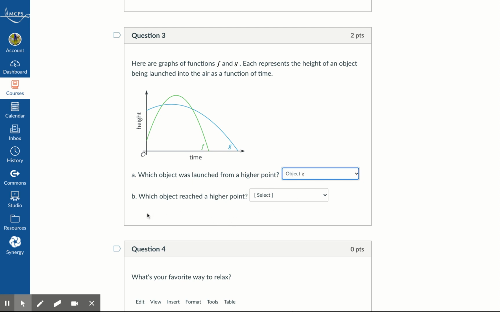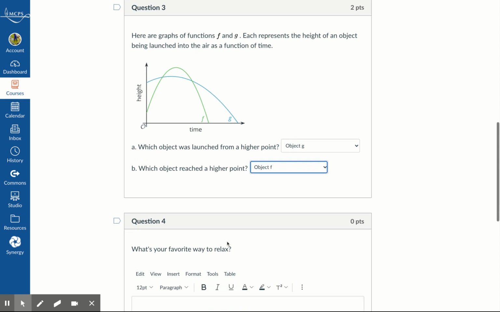And then the second question says, which object reached a higher point? So here we're looking at the vertex, or the highest point on my graph. So it looks like G, the highest point, is about right here, and F, the highest point, is about right here. So we see F has the highest point. So that would be F.